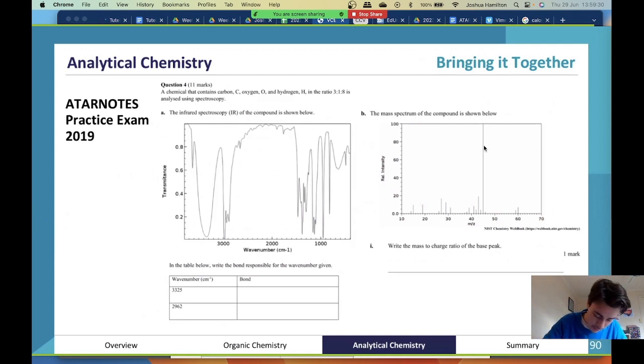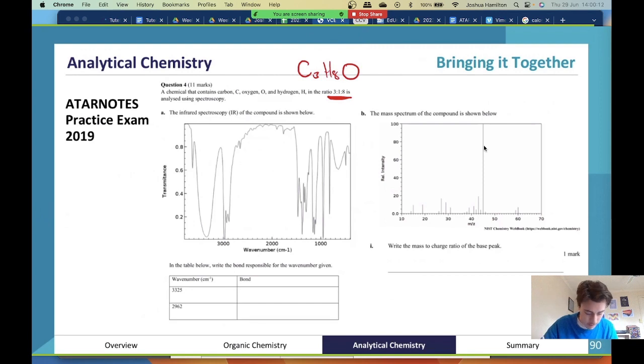It says a chemical that contains carbon, oxygen, hydrogen. So it's got 3 carbons to 8 hydrogens to 1 oxygen, and that's just the ratio. So I could have 6, 16, and 2, or I could have 9, 24, and 3. Sorry, not 12, it should be 9. That's just the ratio, the molecular formula ratio, but that's what we've been told.